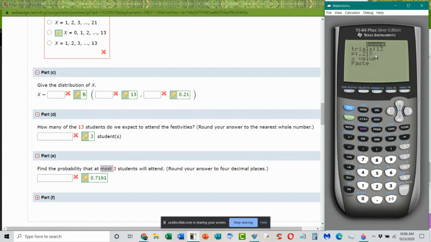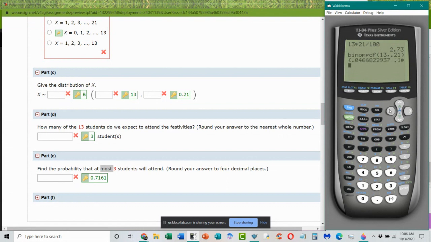If you have an older calculator, don't worry about it. And then here is the number that we're interested in. So I could do 0 and then 1 and then 2 and then 3. Or I could just hit enter and leave it blank. If you have the old calculators, it's going to do the same thing. It has the N and then the P and then the X. And if I hit enter, it's going to give me all of the values.